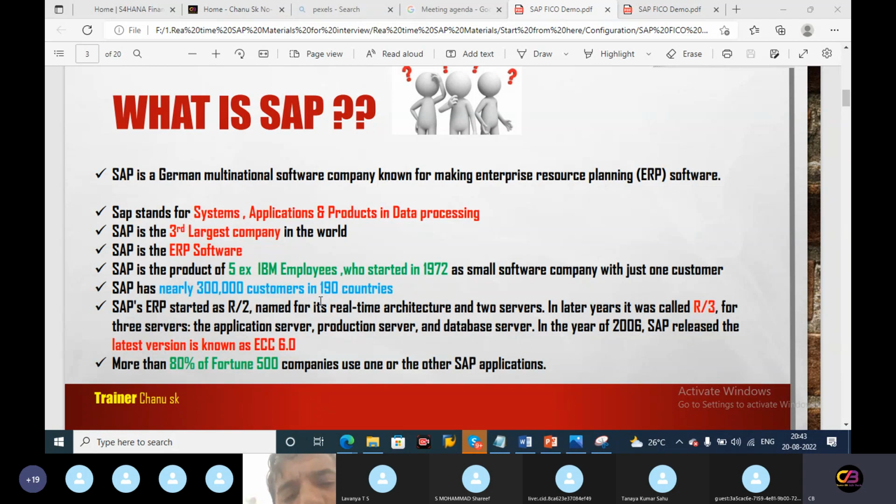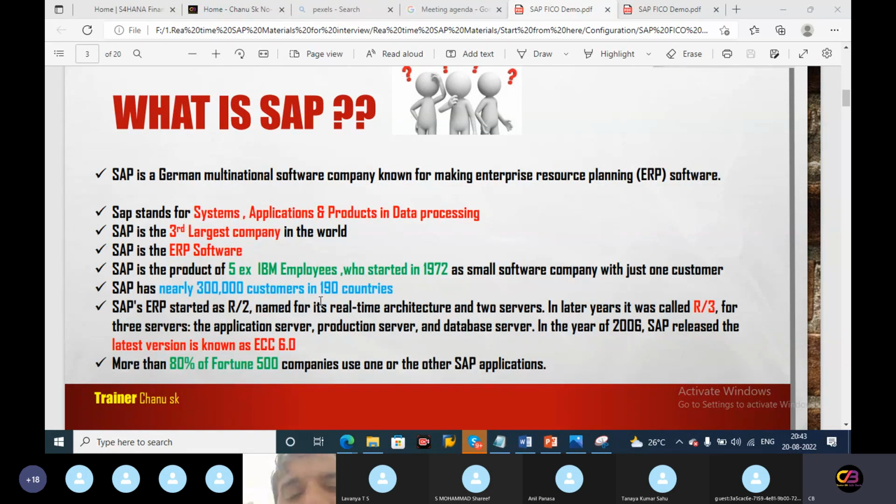The latest SAP version at the ECC level is ERP EHP 8. This is the latest version at the ECC level, not in S4 HANA. I will explain the S4 HANA concept in the next class. Almost 80% of Fortune 500 companies are still using SAP. That means there are tremendous opportunities with the topmost IT companies, because 80% of the Fortune companies are still using SAP, right?